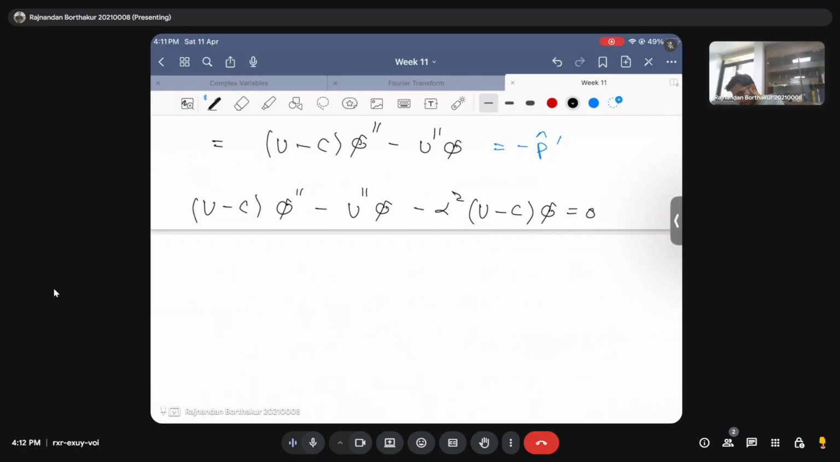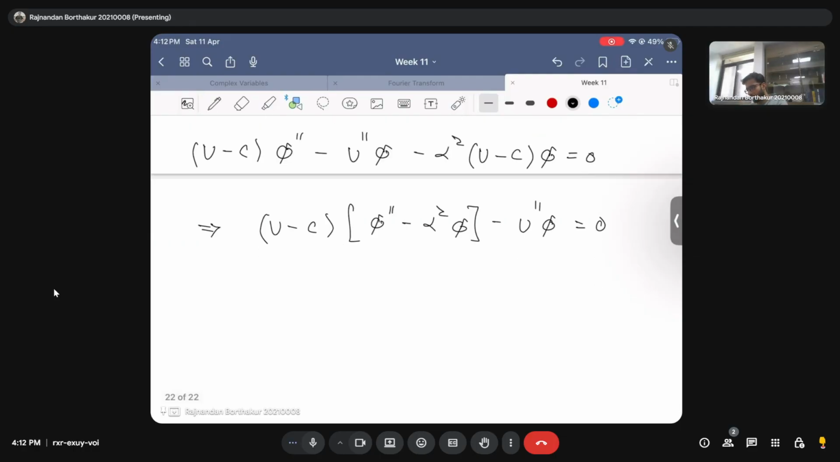So what I'll now do is take u minus c common, so this becomes u minus c times phi double prime minus alpha squared phi, and then I have minus u double prime phi, and this is equal to 0. This is what is known as the infamous Rayleigh stability equation.